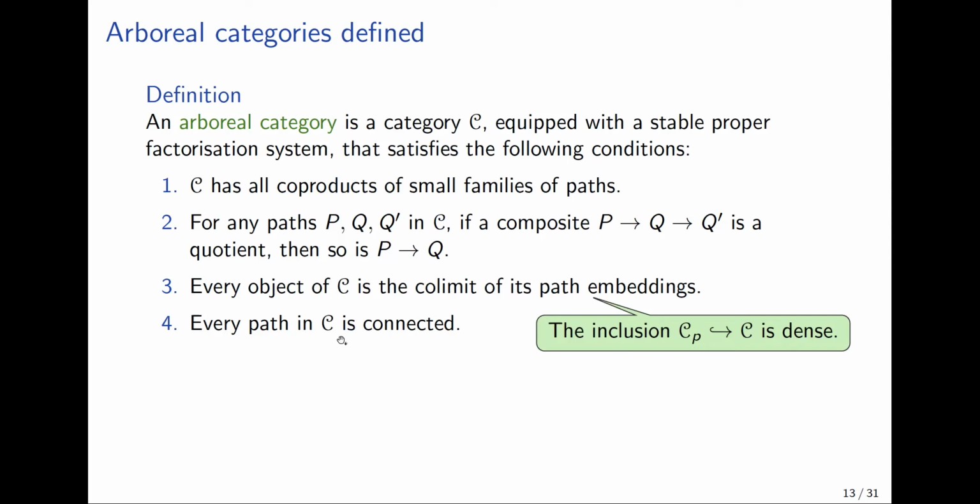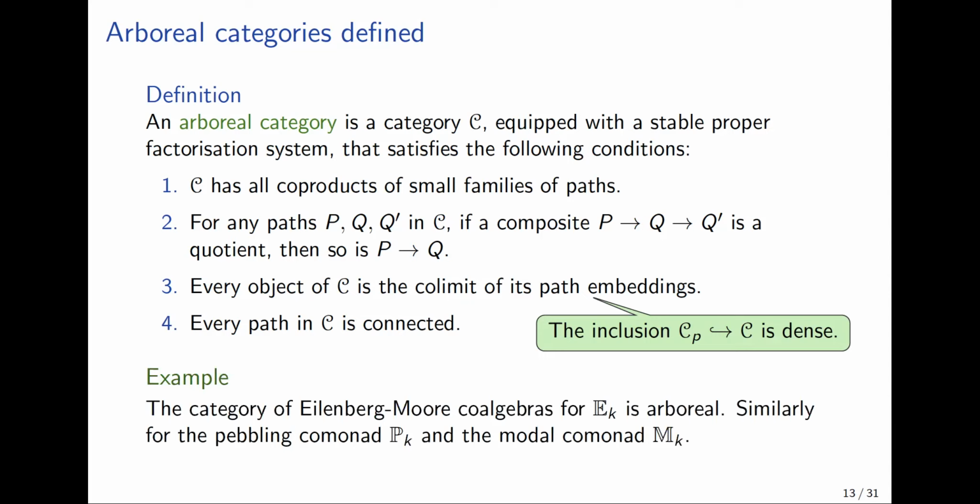What we do here is to slightly change this definition and simply require that whenever you have a morphism from a path to a coproduct of paths, then this would factor through some coproduct injection. So we're essentially replacing some bijective maps by surjective ones. Okay, but this is really a minor point.